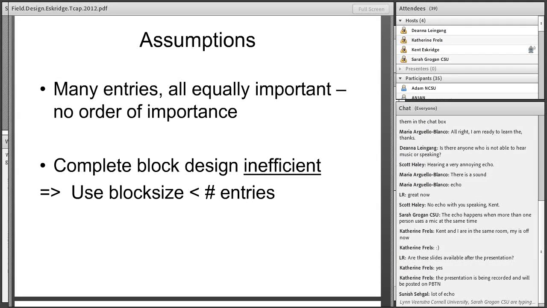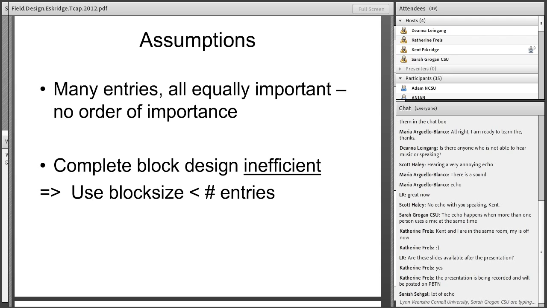And so I'm going to make some assumptions here before I go on. First of all, that you have many, many entries. And some of the examples I'll give, there are not that many entries, but the point of this is just to give you an idea.